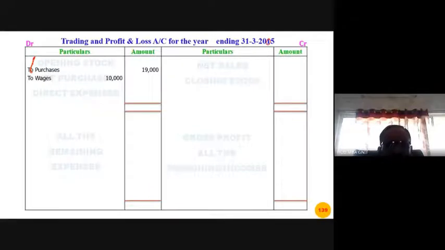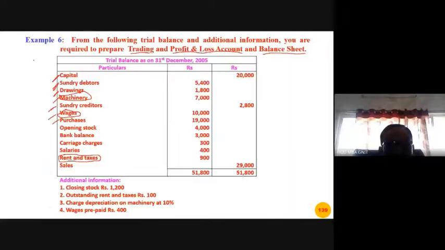Two purchases, 19,000. Next. After purchases, opening stock, yes.